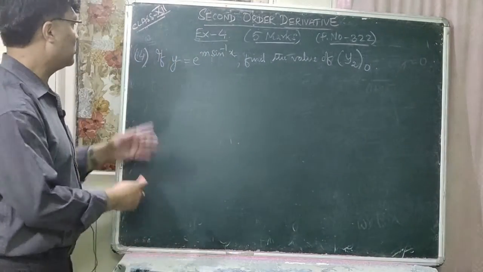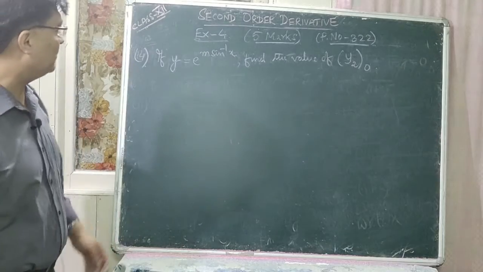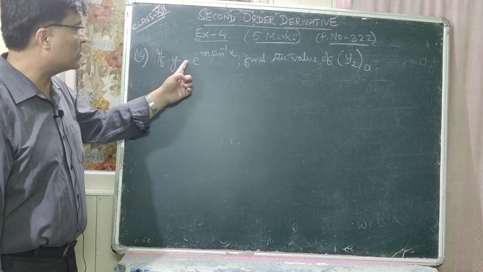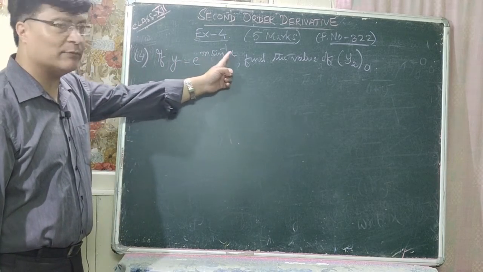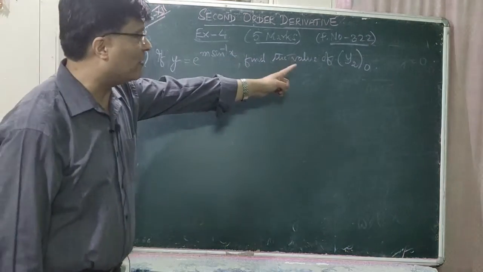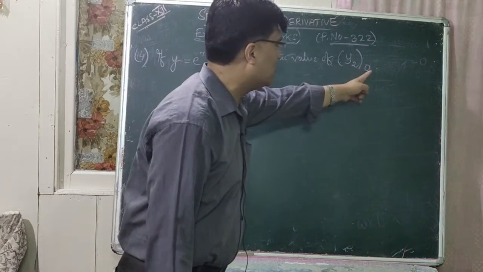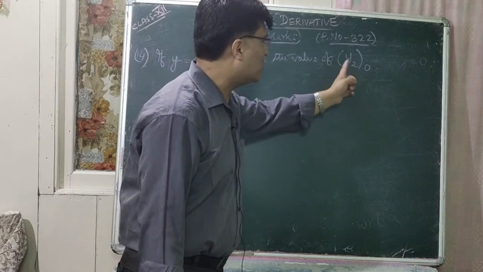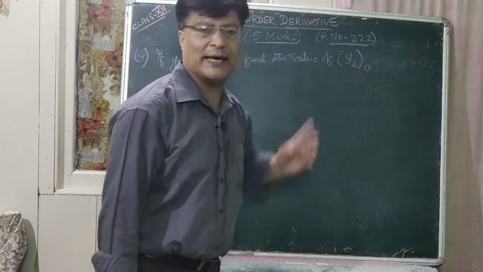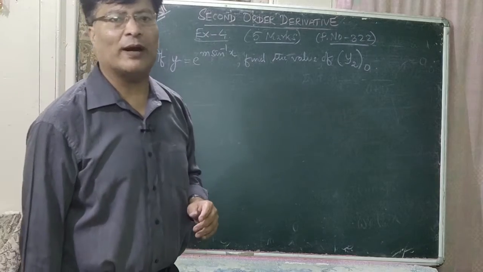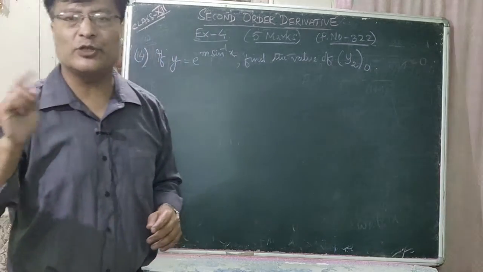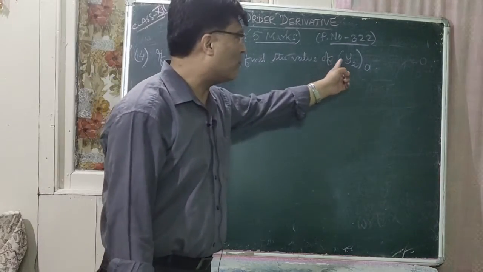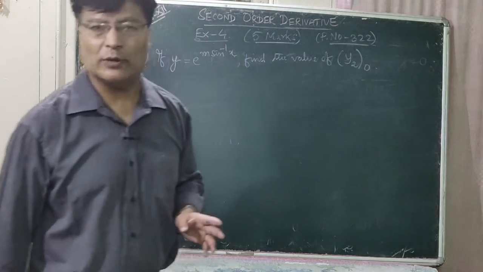So now we'll do the next question, that is question number 14. If y is equal to e to the power m sine inverse x, find the value of y2 within bracket, then 0 is given here. So what is the meaning of y2 within bracket 0? This means that you have to get the value for y2 when x is equal to 0.